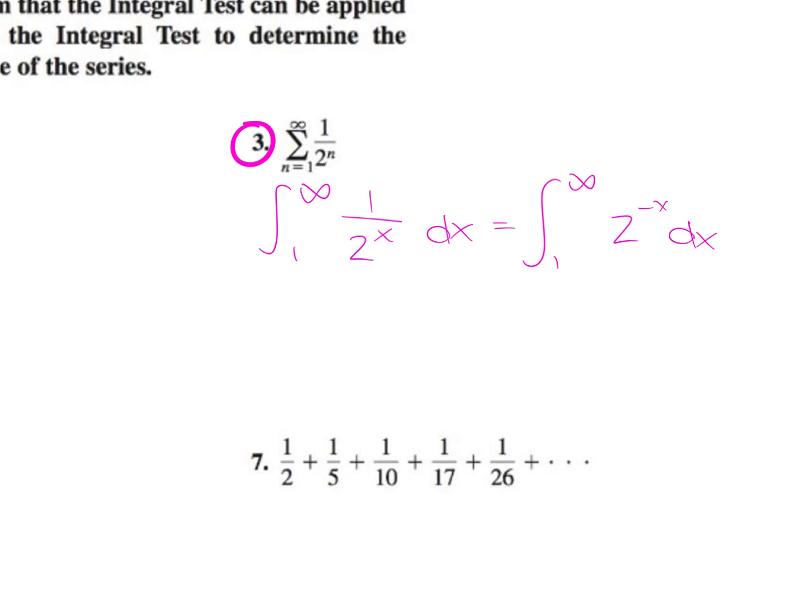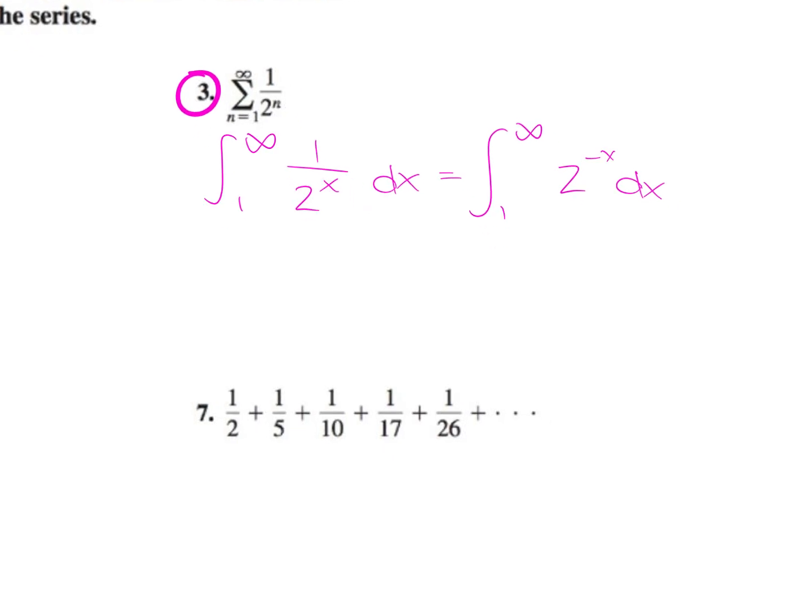Okay, so we write this as an integral. When I integrate this, an exponential integrates how? As itself, divided by what? ln of the base 2. But because of that negative x, I must also include a negative on the boundaries, 1 to infinity. We okay with our integral?